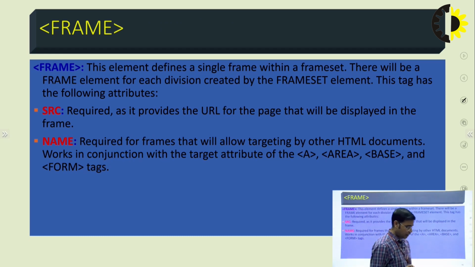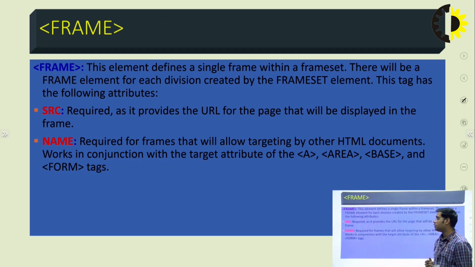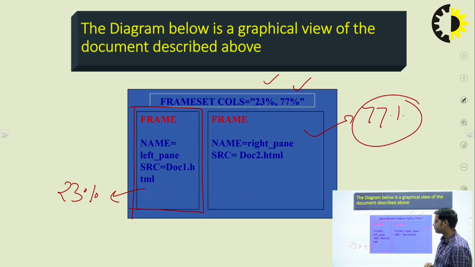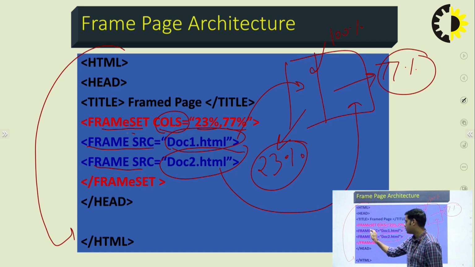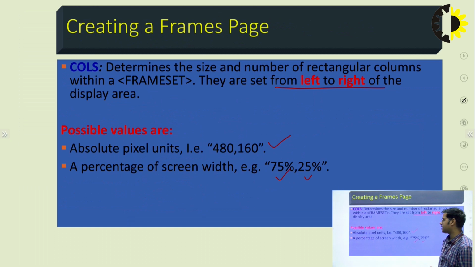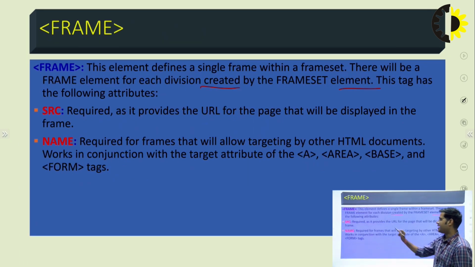Then we have to talk about the frame. The frame element defines a single frame within a frameset. There will be a frame element for each division created by the frameset element. As you can see here, through the frame we have an attribute called src. Src is required, as it provides the URL for the page that will be displayed in the frame.